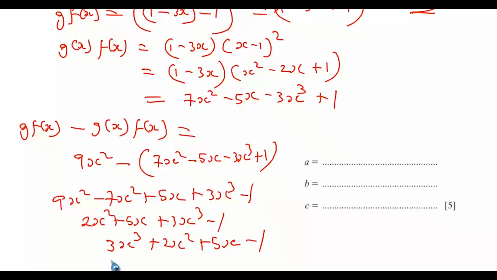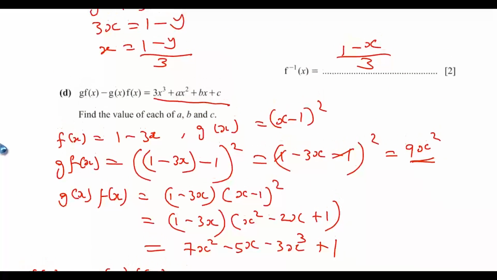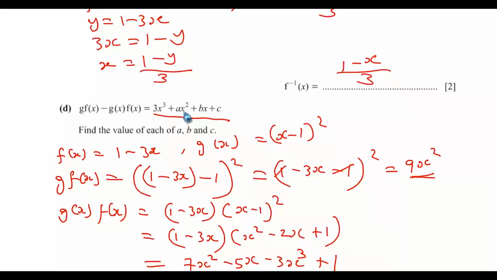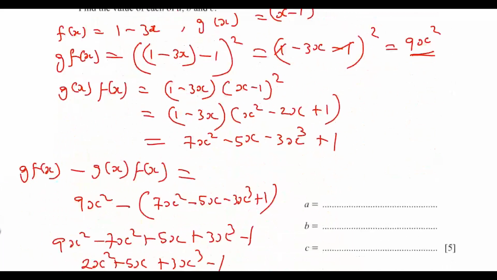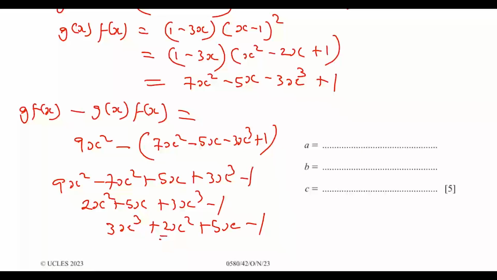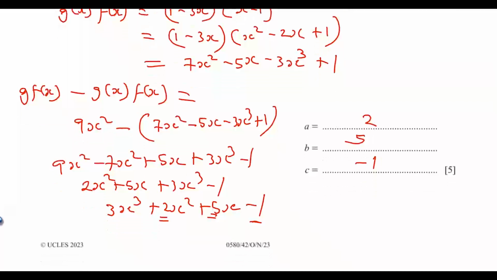Okay, so that means a is equal to... with the expression we have, let's scroll up. So a is the coefficient of x squared, so a is equal to 2, b is equal to 5, and c is equal to minus 1. So a is equal to 2, b is equal to 5, and c is equal to negative 1. Okay, so let's go to the next question.